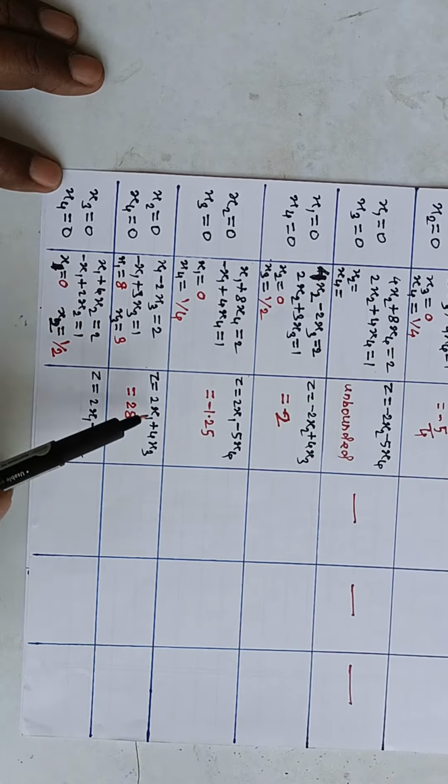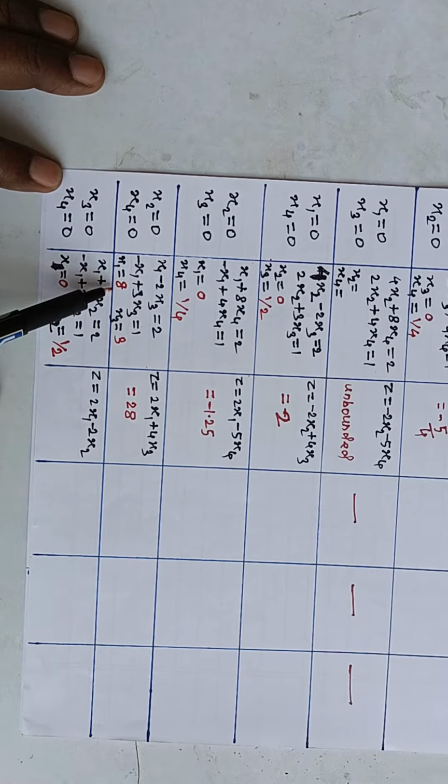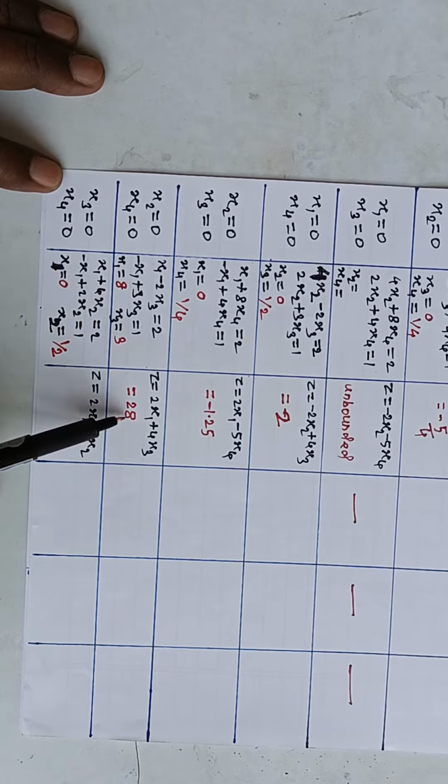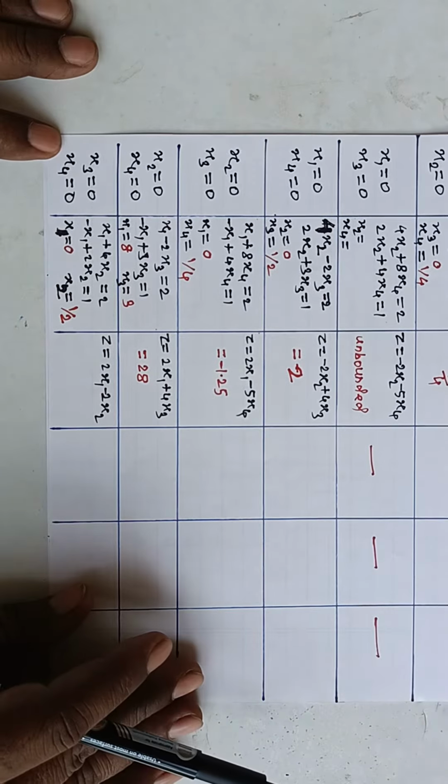Put these two values in z. Z is equal to 2x1 plus 4x3. 2 into 8 is 16 plus 4 into 3 is 12. 16 plus 12 is equal to 28. This is the fifth way.